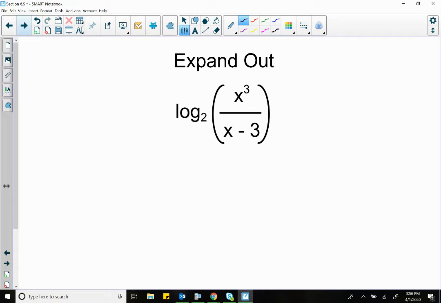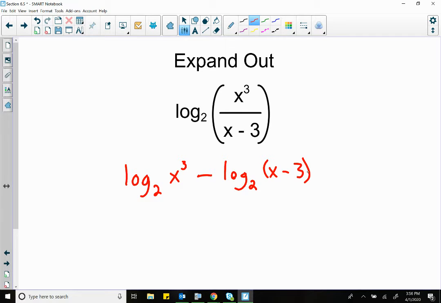All right. So first things first, whenever you deal with expanding out, you always take care of all the multiplication and division first. And then the last thing you deal with is the powers. So here you can see that we have division going on. So what does division become? Division becomes subtraction. So we've got log base 2 of x to the third minus log base 2 of x minus 3. So we took care of the division.